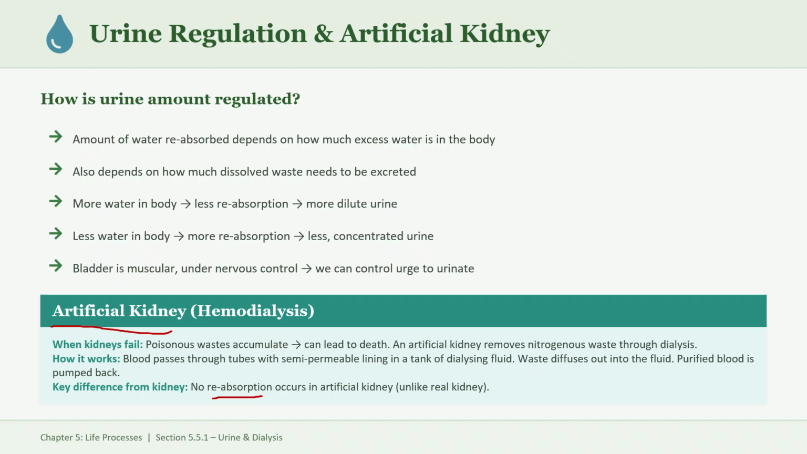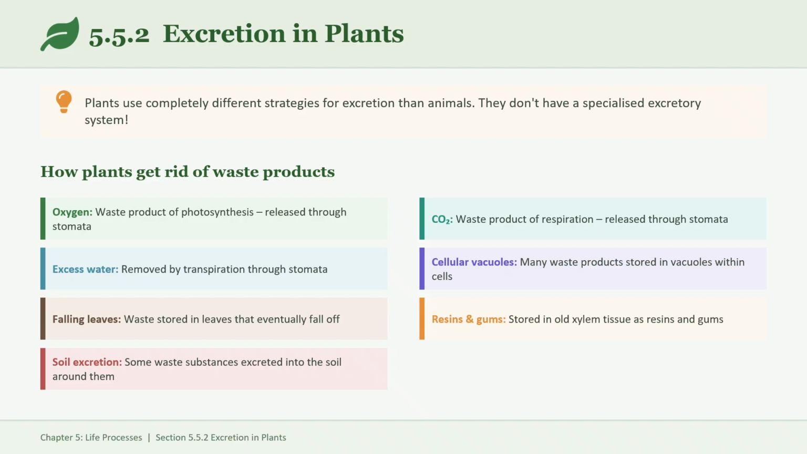Next, we are going to see excretion in plants. Plants do not have specialized excretory systems like animals. Instead, they use different strategies to remove waste. First, gaseous waste removal. Oxygen produced during photosynthesis is released as a waste product. Carbon dioxide is also exchanged through stomata.